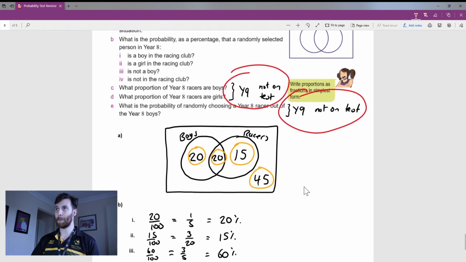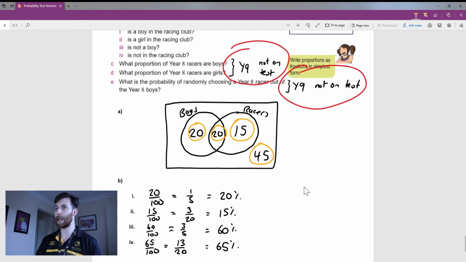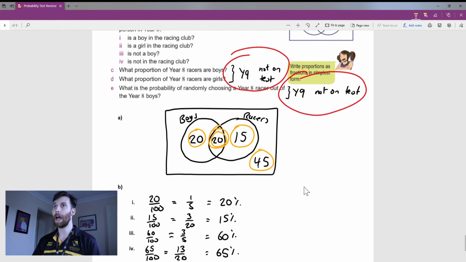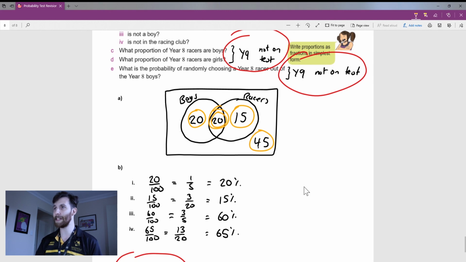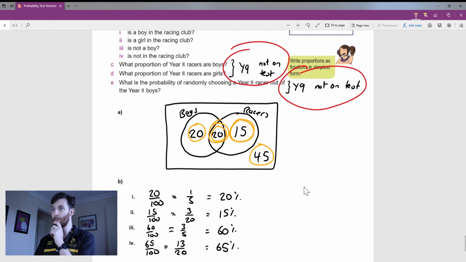Now, the probability as a percentage that a randomly selected student is a boy in the racing club. So that's the 20 in the middle. So 20 out of 100, which gives us 20% for that one. A girl in the racing club, that's these 15 people just here. So it's 15 out of 100, which is 15%. Is not a boy, so that's everyone that's outside the boy set on there. So 15 plus 45, which is 60.